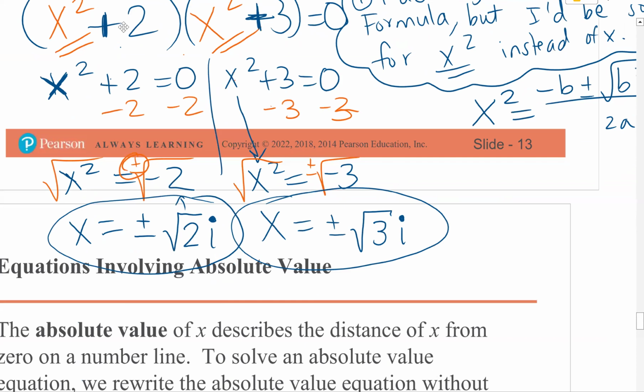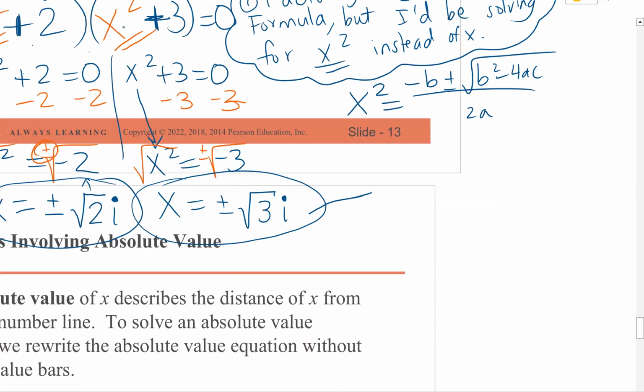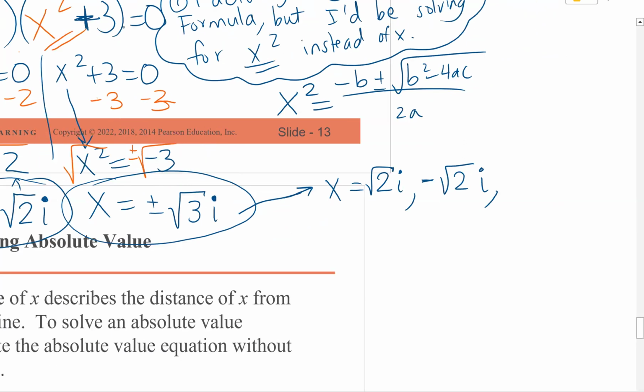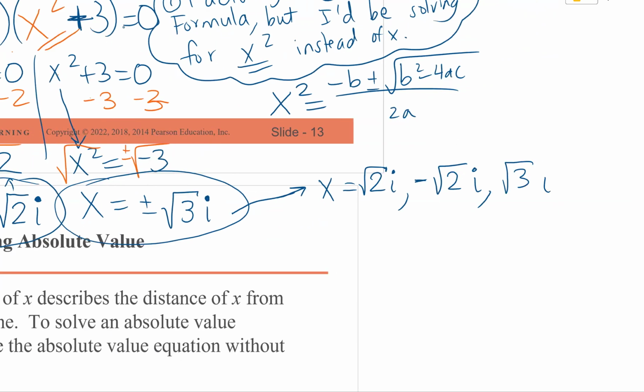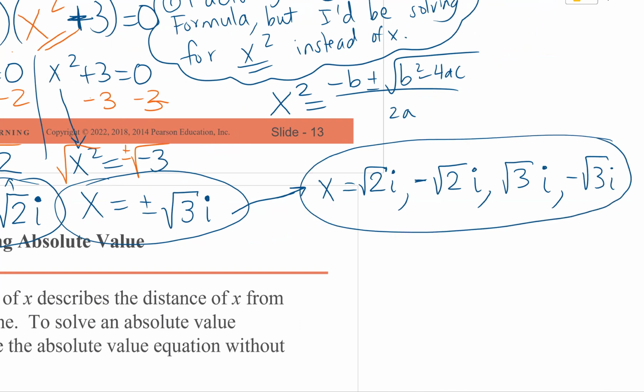And that's technically, it doesn't look like it, but that's 4 solutions. x is positive square root of 2i, and the i is not in the root. The negative square root of 2i. Same thing, but with 3, square root of 3i, negative square root of 3i. So there's really 4 solutions here. If they wanted you to list them all for the homework or something, that's a lot.